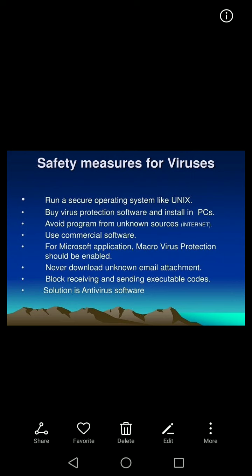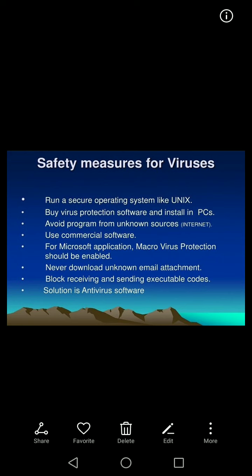Number 2, buy virus protection software and install it on PCs. You must buy virus protection software, which means the antivirus. Next is to avoid programs from unknown sources. If we are using the internet, then we must avoid programs from unknown sources, and we don't accept any kind of email from unknown sources.